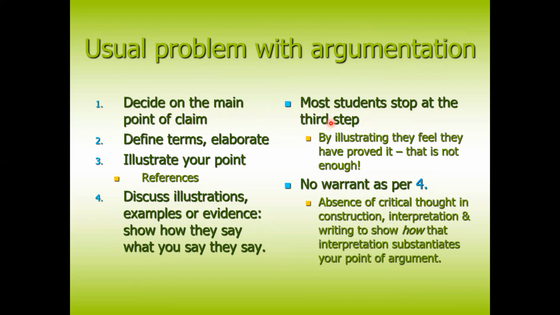But most students stop at the third step. They illustrate the point, they give references, but they don't discuss the illustration. So there's no warrant, as it is indicated here. Show how the examples say what you say they say. So there's a total absence of any critical thought, and you don't say how your interpretation substantiates your point of argument. So don't just trot out 5 or 6 references by way of illustration or evidence, and then not say what they are saying.